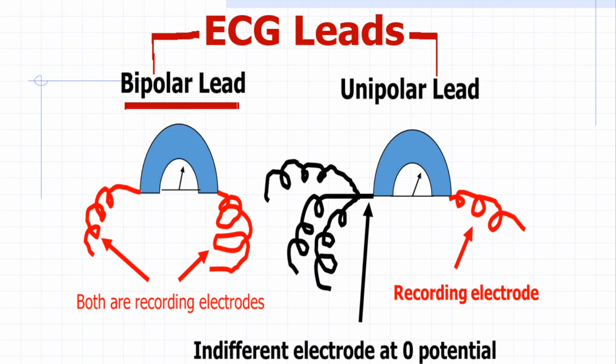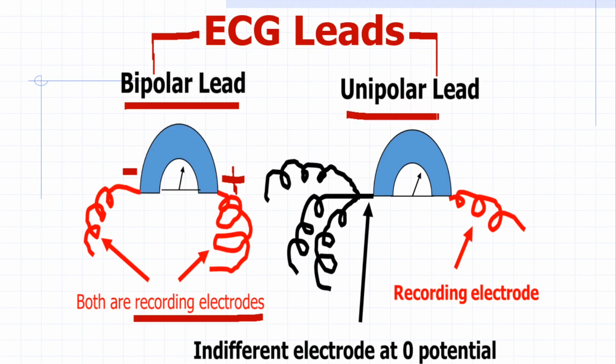In case of bipolar leads, two recording electrodes are used, which are also called active electrodes. One is connected to the negative terminal of the ECG machine, and another electrode is connected to the positive terminal of the ECG machine. So both are recording electrodes, and they are kept over the body surface on both sides of the heart. They will record the potential difference between the two points, whether they are kept on the right arm or left arm or any other parts of the limb.